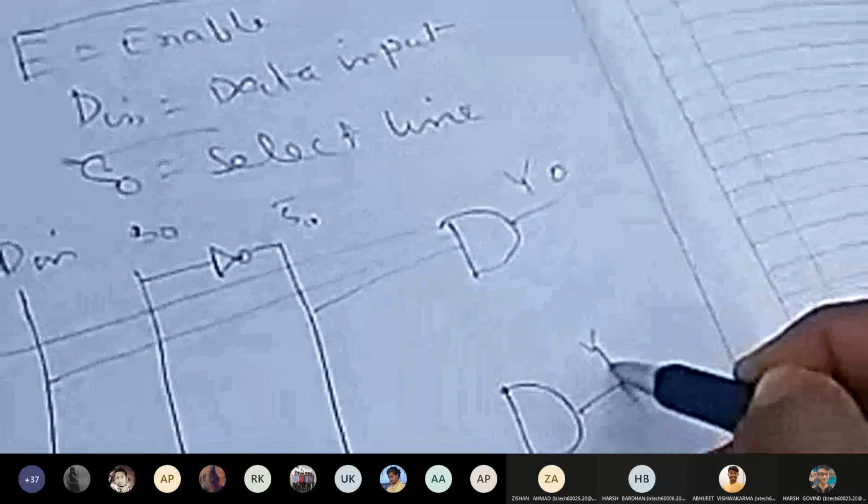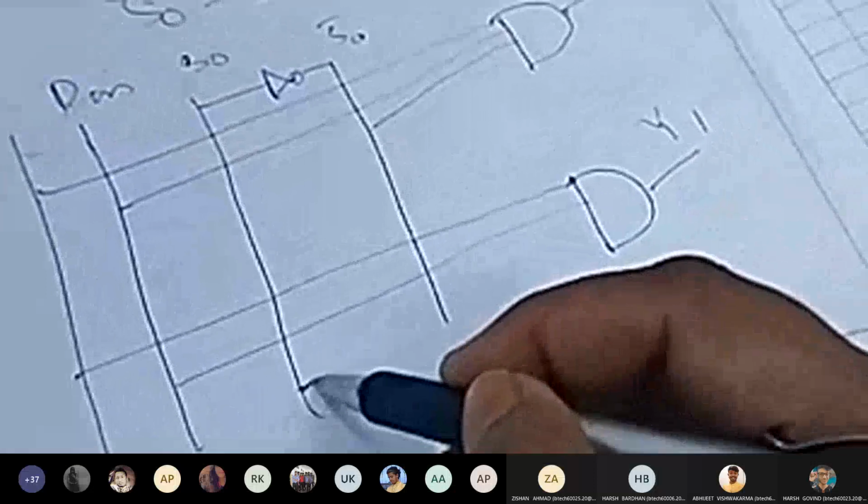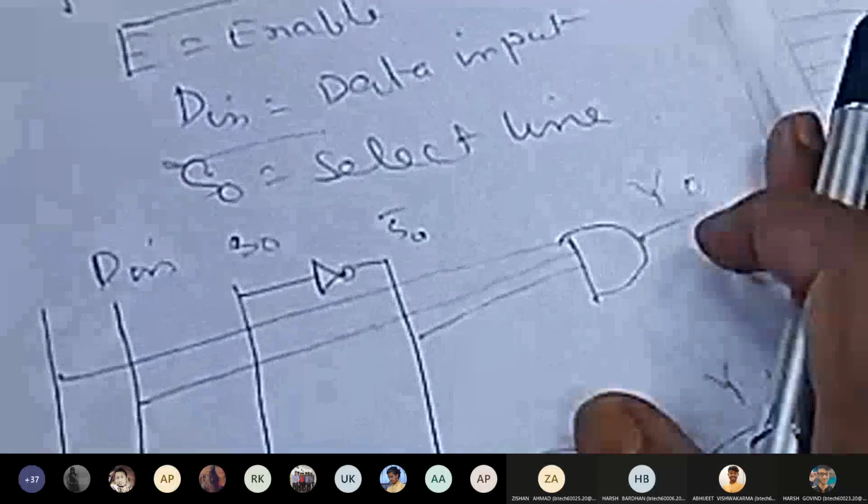So this will be your Y0 and here it will be Y1. What we are doing: all the values are high. Enable D and this one. These two things are happening, but in our IC we cannot take the three inputs together. So we will break this one. How will we break it? According to the pin number, we will take two ICs, one for NOT and one for AND.